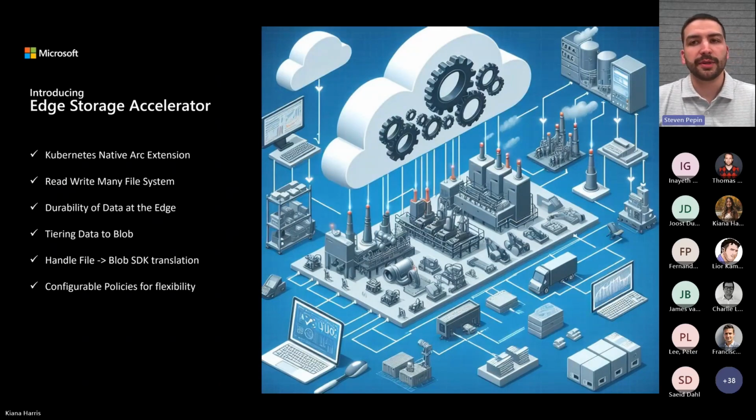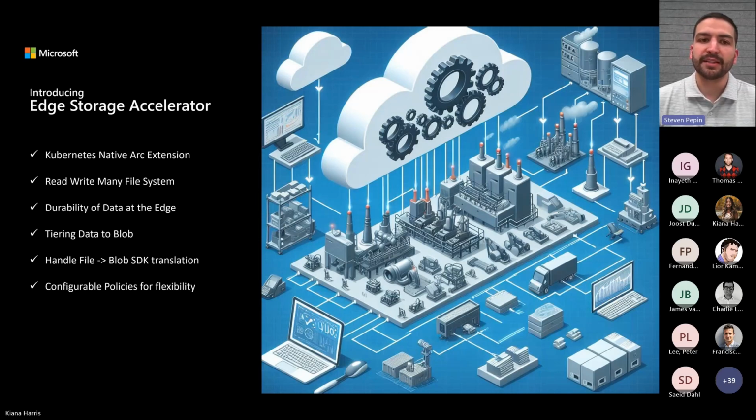So we are a Kubernetes native Arc extension. So if you have an Arc connected Kubernetes cluster in any location, you can run us. We provide you with a read-write many file system. Edge Storage Accelerator is intended to be installed at the edge, and we can provide you some durability of your data at the edge. So if you install us on a multi-node cluster, 3 or more nodes, we'll triplicate your data to make sure that if one of your nodes goes down, you don't lose any of your data.